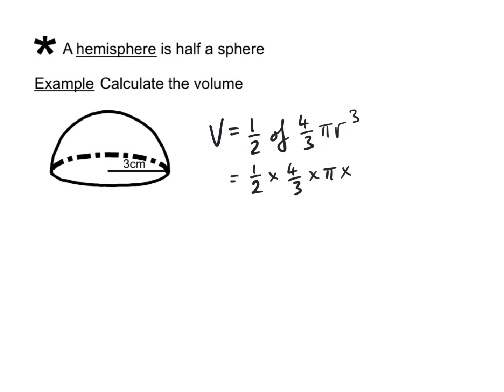Just again check, do I have the radius? Radius is from the centre of the full sphere to the edge, so that 3 is the radius, so that's 3 cubed. Now again, typing this into your calculator, you can just do 1 divided by 2 times 4 divided by 3 times pi times 3 cubed, and we end up with 56.55, and that is cubic centimetres, cubic units for volume, remember, and I've just rounded that off to 2 decimal places.